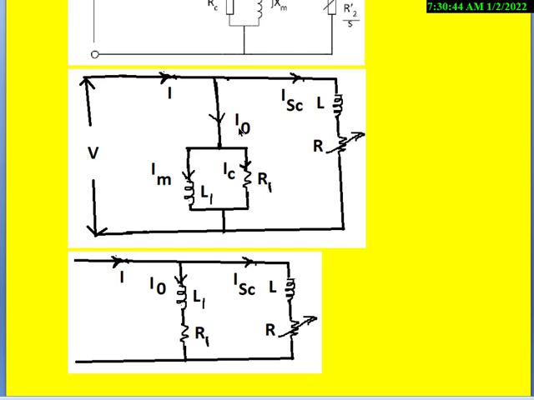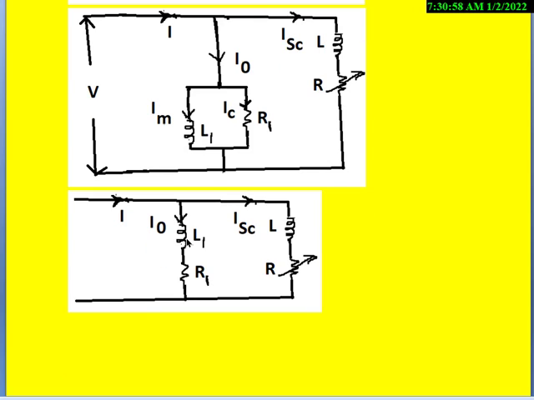This I naught will lag the applied voltage by some angle. That angle we call as the no load power factor angle. So this we can replace with an RL circuit like this, R1 L1. The effect of this on the applied voltage is again lagging, and this part is as it is, but we represent here L and R like this.